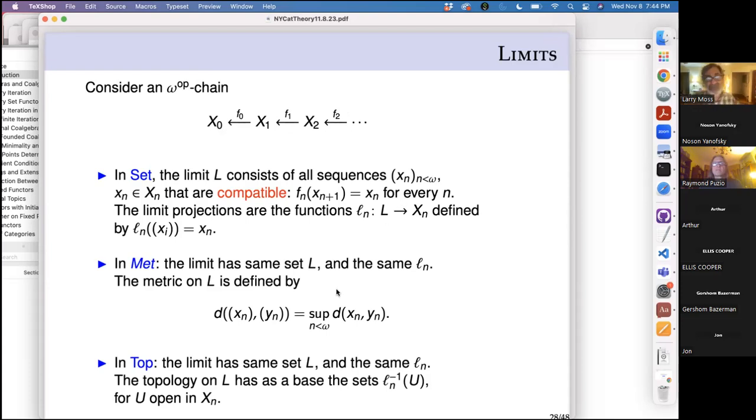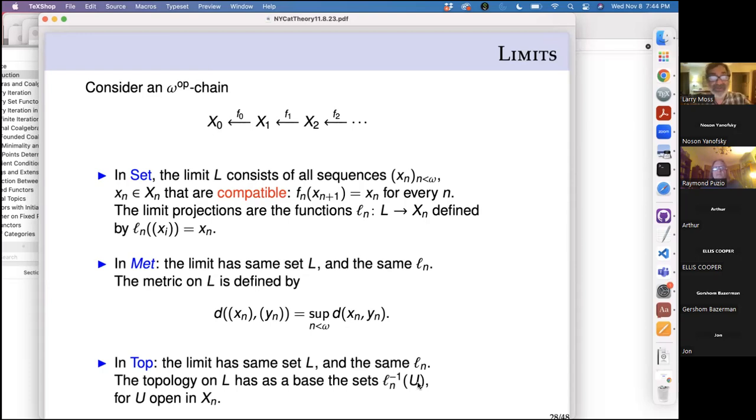Basically, it's the topology that has as a basis the inverse images of the opens in each of the factors. So you take each space Xn and you look at all of its open sets, and then you look at all the sequences whose inverse image under the map ln is the given U, and you take all of those sets and you make them the basis of the topology. So that's how you calculate limits in these kind of spaces.